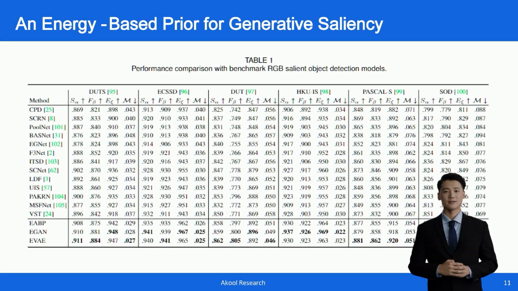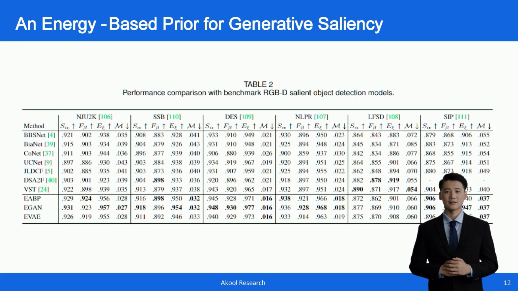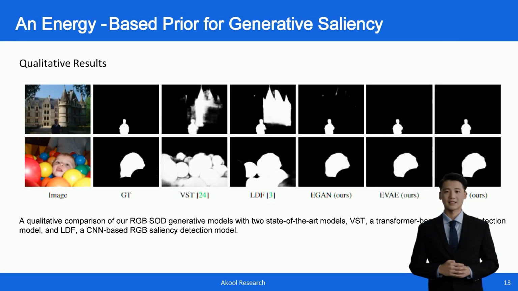We apply the proposed frameworks to RGB salient object detection tasks. Experimental results show that our generative saliency model with an energy-based prior can achieve not only accurate saliency predictions but also reliable uncertainty maps that are consistent with human perception. We also apply our model to RGBD salient object detection tasks. Here are some qualitative results.